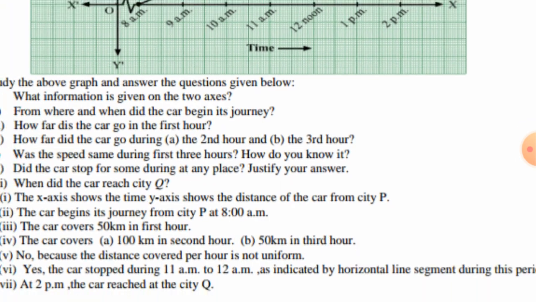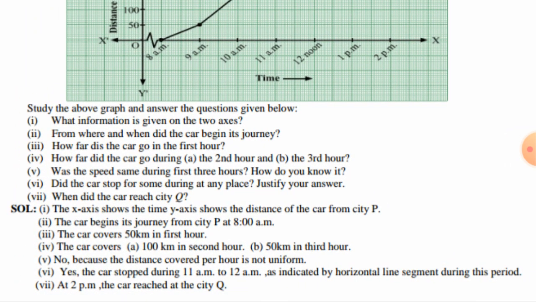So in the third hour it covers only 50 kilometers. Now fifth, was the speed the same during the first 3 hours? How do you know it? So we can say that no, here it is not the same. So the speed between the 3 hours is not the same.